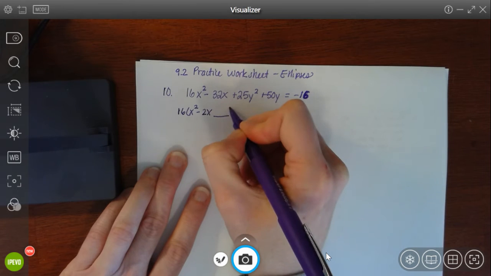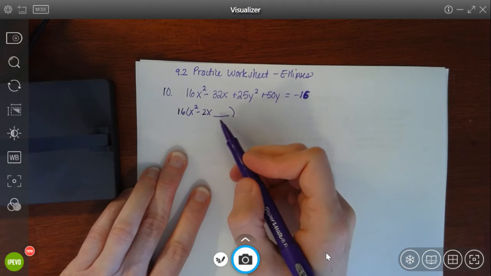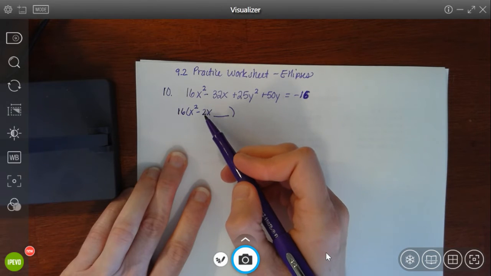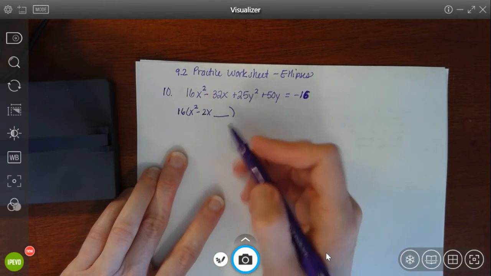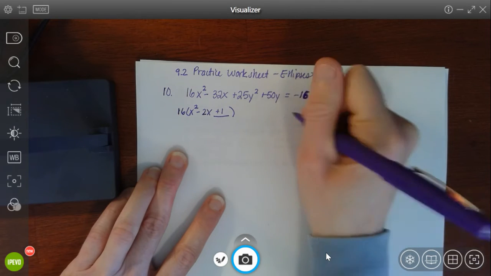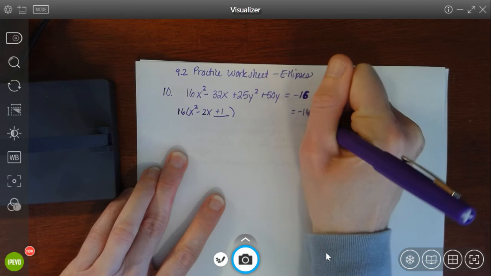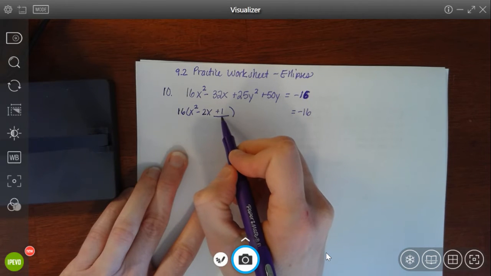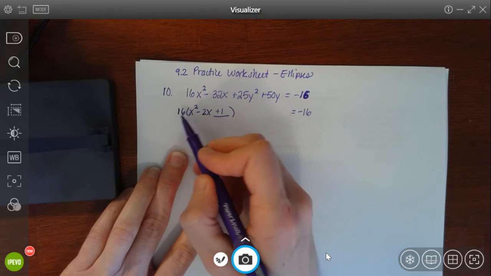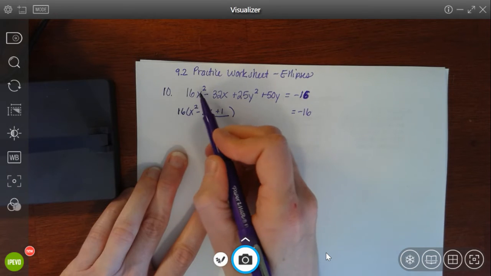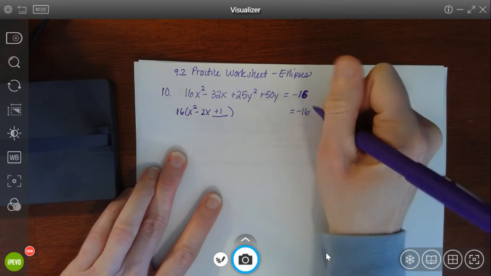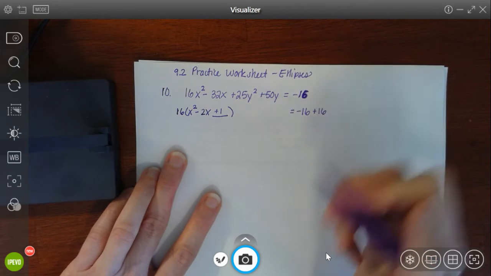And now I need to complete the square in here. And again, to do that, we look at our middle term, take half of it, and square it. So half of 2 is 1. 1 squared is 1. So I'm going to put a plus 1 in here. Now, when I go to the other side to balance my equation, I'm not just adding 1, because I have 16 of these groups here. So I want to make sure when I balance my equation that I take that 16, multiply it by the number I put in there, and that's what I'm going to add to my other side to balance my equation. So I'm going to add 16.